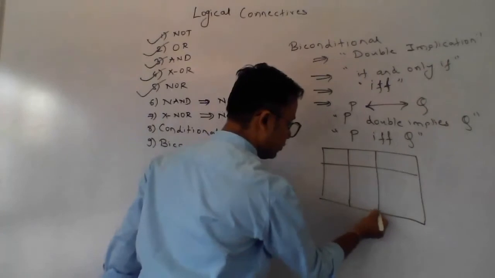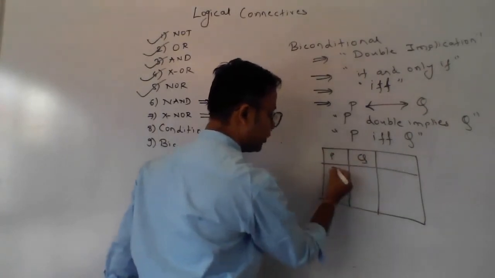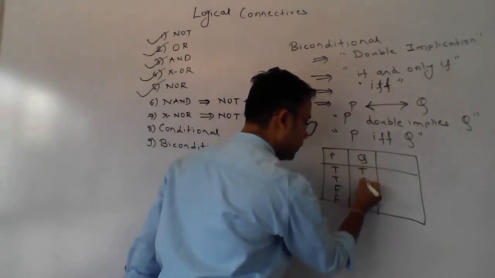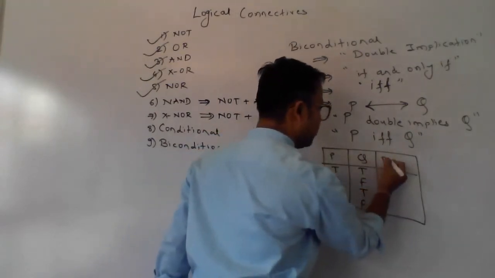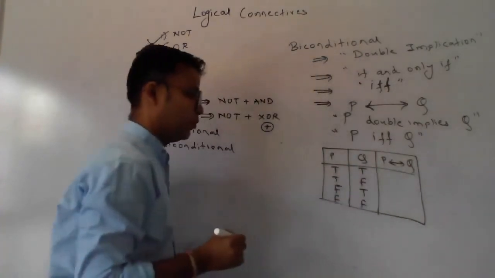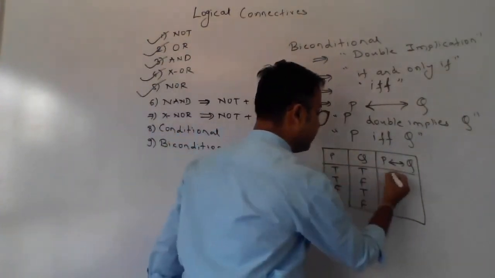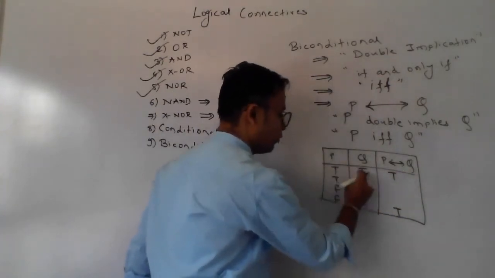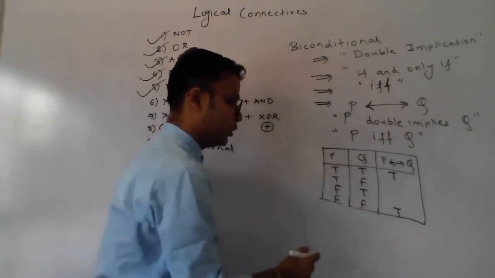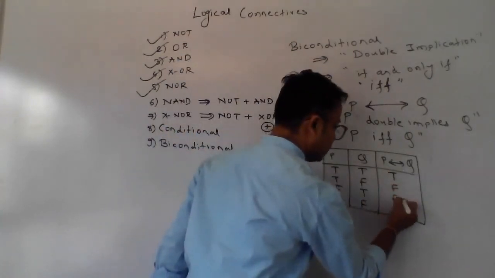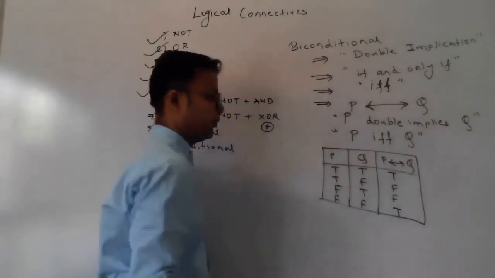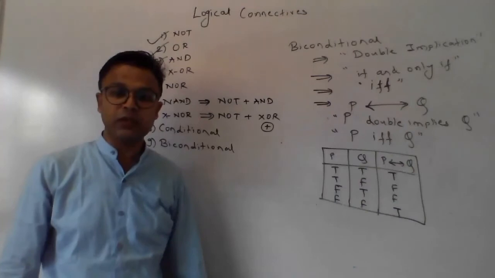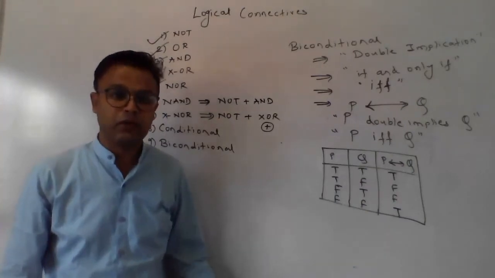So P and Q are two statements, and the truth table is P: T T F F, and Q: T F T F. And then P double implies Q will become what? Whenever both statements are the same, then only it is true. Otherwise, it is false. So this is the truth table of P double implies Q. And if you see this, the truth table is the same as that of your XNOR.